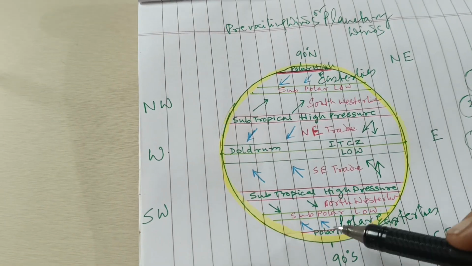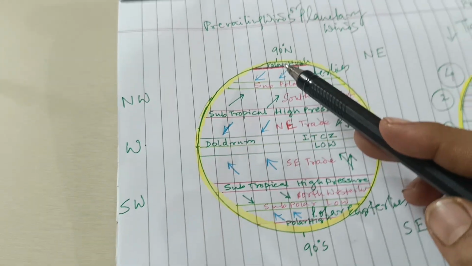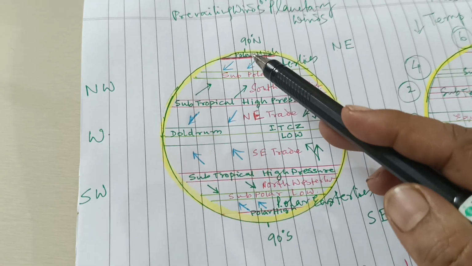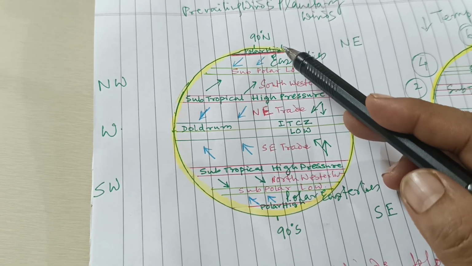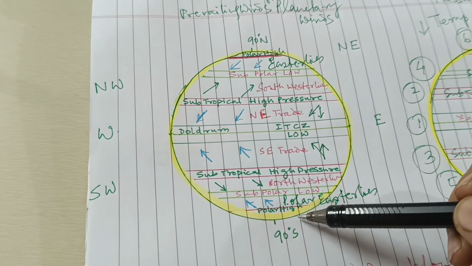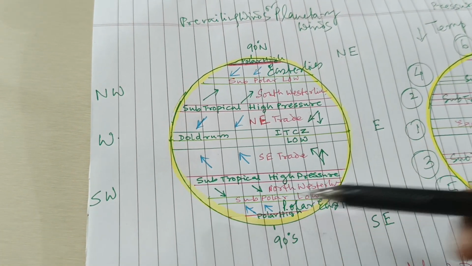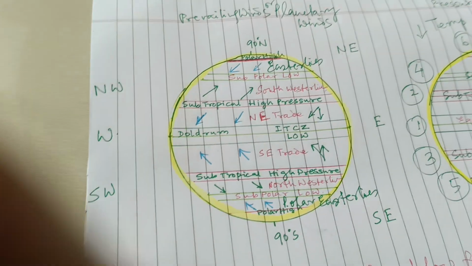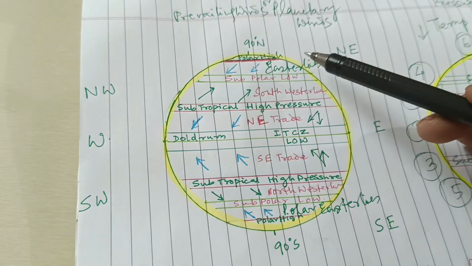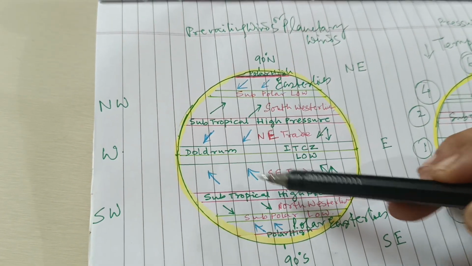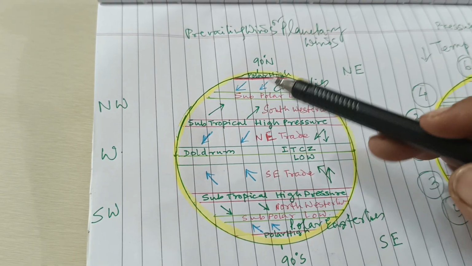So polar easterlies we are getting from the polar high region, because we all know the temperature is very low, the frigid zone is there, and that is why the polar high pressure belt is created in the North Pole as well as the South Pole, and we are getting polar easterlies from polar high to subpolar low. In both cases we can see the arrows are heading towards the equator. See, here also it is towards the equator.